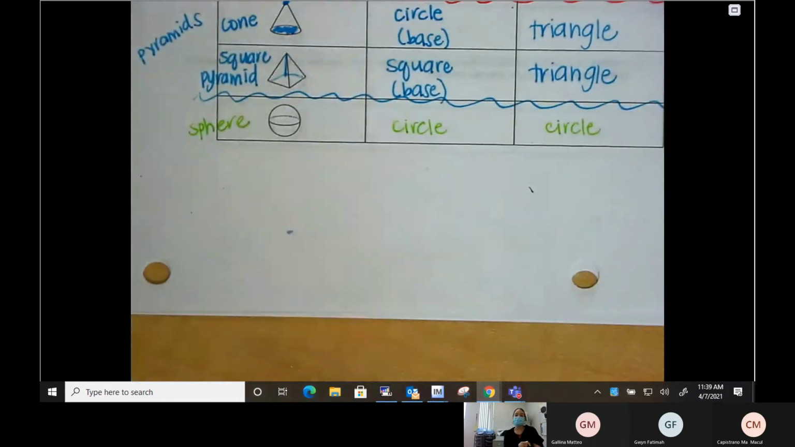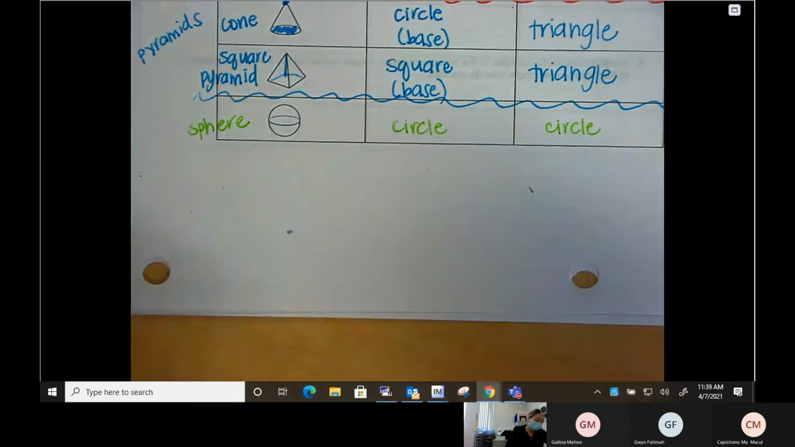Okay, so at the bottom here, we got a little bit of space. We're going to start by drawing a hexagonal pyramid. Write that down. Hexagonal pyramid, or you can put hexagon pyramid.